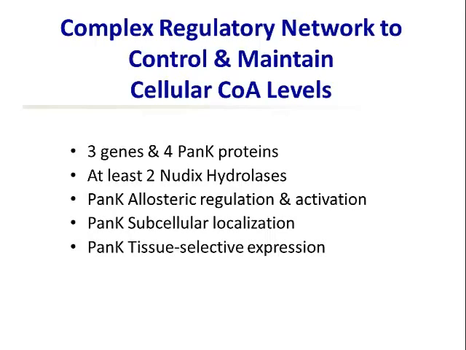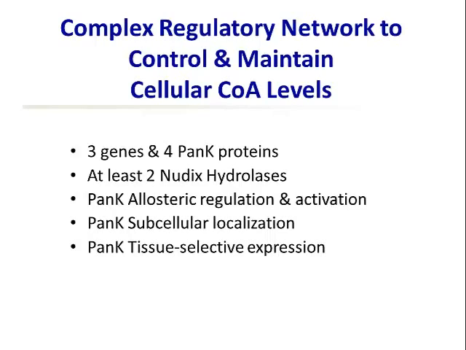As I've mentioned, there's 3 genes and 4 Pank proteins. There are at least 2 Nudix hydrolases that degrade CoA. And the Pank isoforms differ in their responses to feedback inhibition by acetyl-CoA and differ in their responses to feedback activation by long-chain acylcarnitine. The different Pank isoforms also have different subcellular locations.